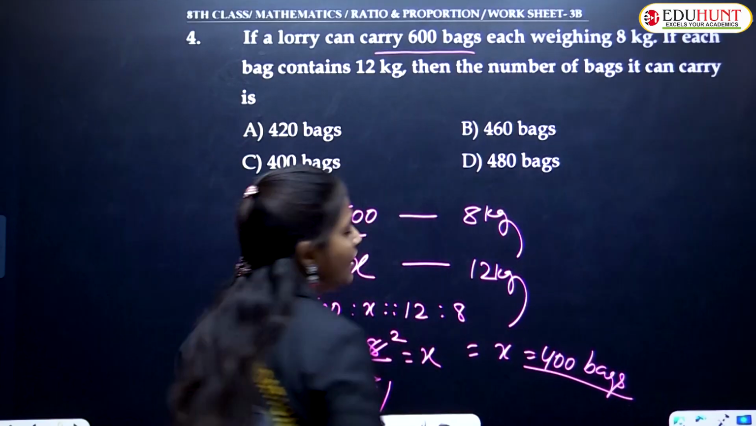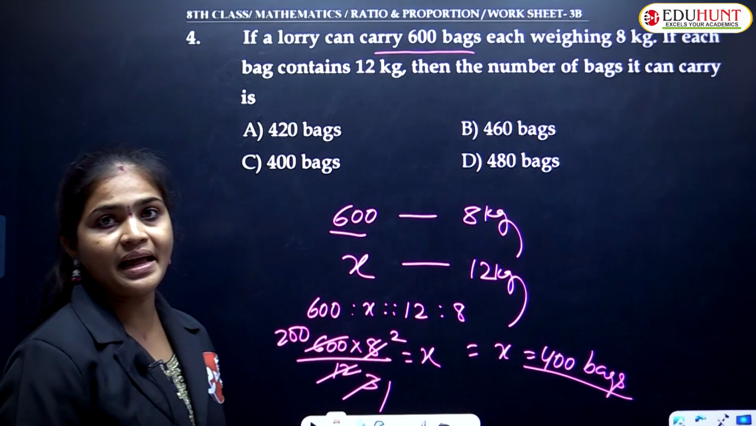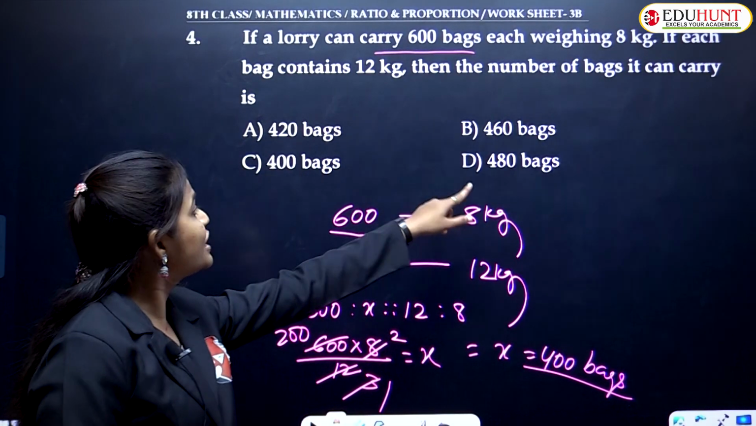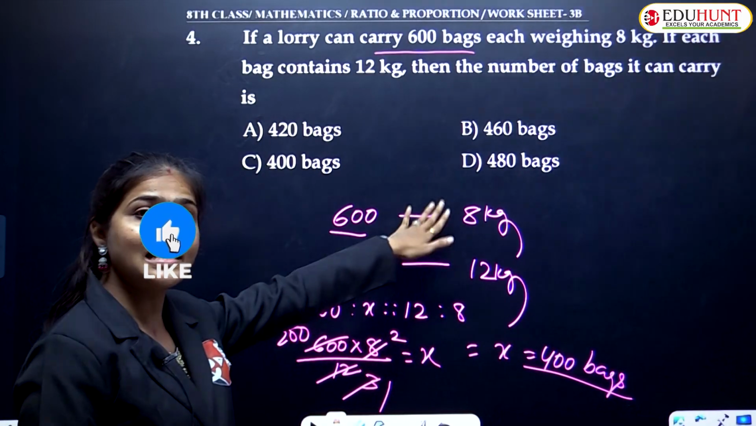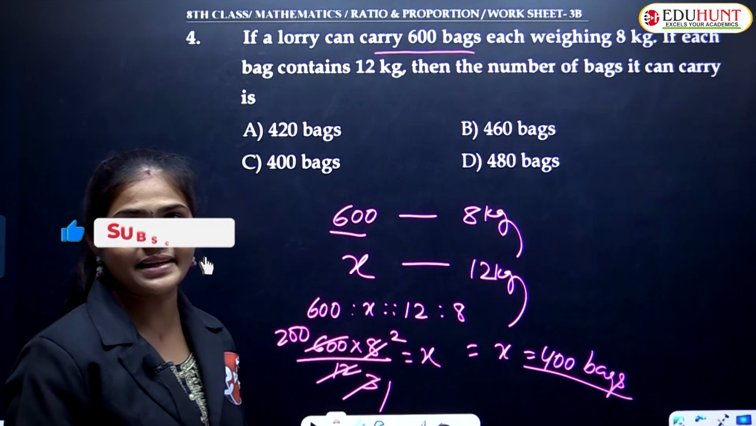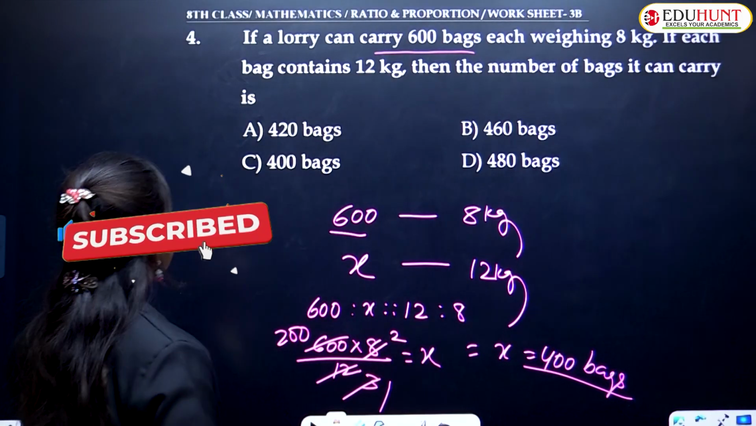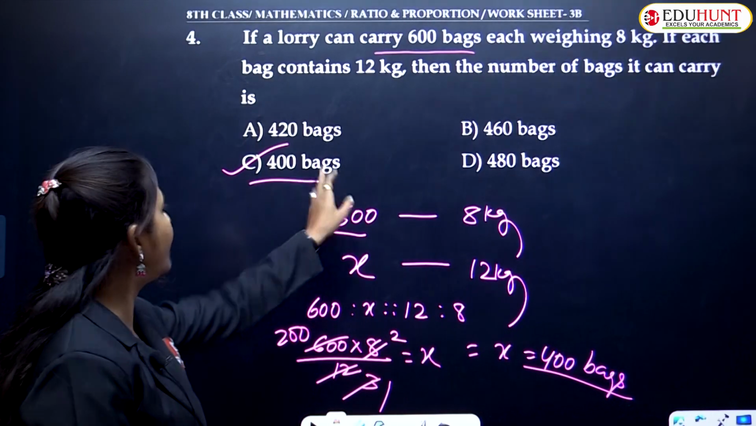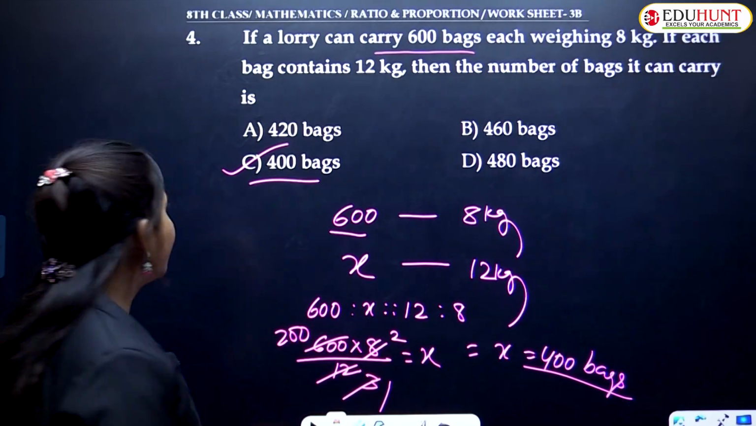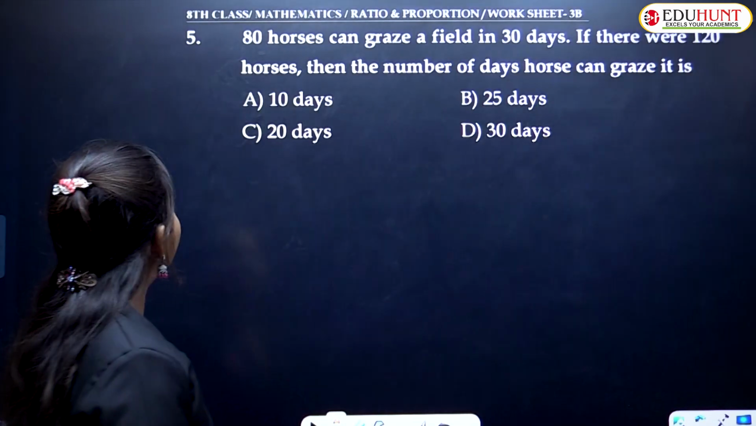The lorry capacity is 400 bags if each bag weighs 12 kgs. If each bag weighs 8 kgs, then its capacity is 600 bags. So which option is correct here? Yes, option C is correct, that is 400 bags. Clear? Yes. So let us see the next question, fifth one.